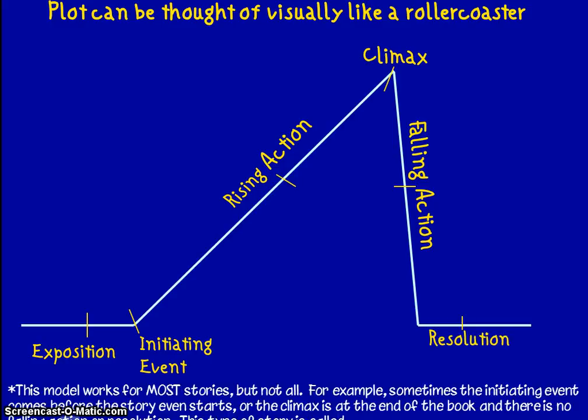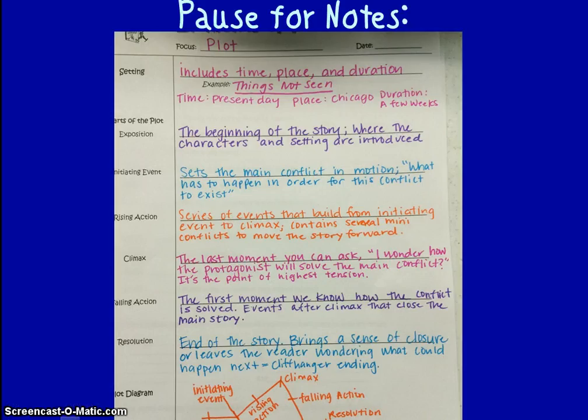This model works for most stories, but not all. For example, sometimes the initiating event comes before the story even starts, or the climax is at the end of the book and there is no falling action or resolution, and that would be called a cliffhanger. So go ahead and fill in the last part of your notes, which is your plot diagram. And we are finished with our video.